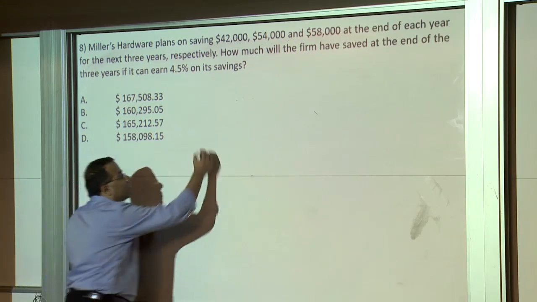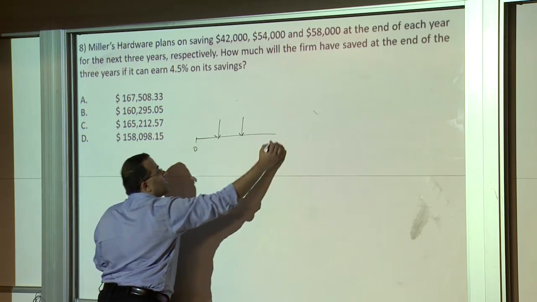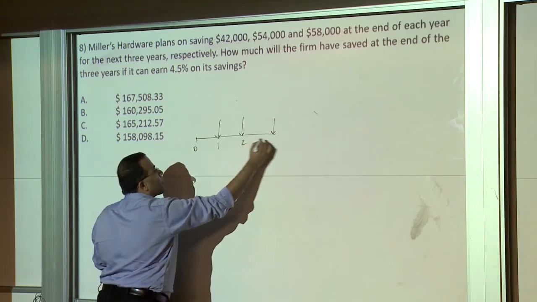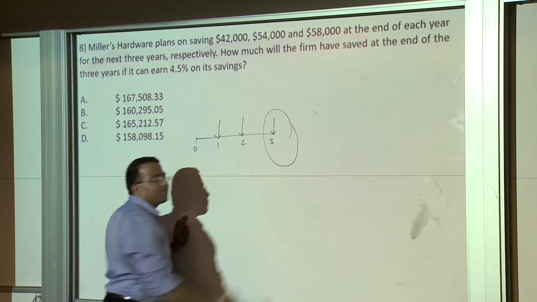So it's pretty straightforward. Again, there's one payment happening here, one payment happening here, one payment happening here, and all we want to find out is what is the value of these payments at this point in time.